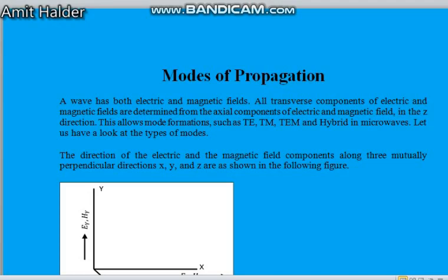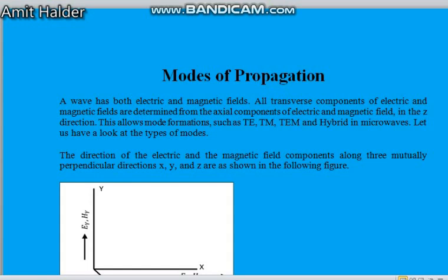Now, welcome back, students, with the new lecture on the modes of propagation. What are the modes of propagation? A wave has both electric and magnetic fields. All transverse components of electric and magnetic fields are determined from the axial components of electric and magnetic fields. In the z direction, this allows mode formations such as TE, TM, TEM, and hybrid in microwaves.